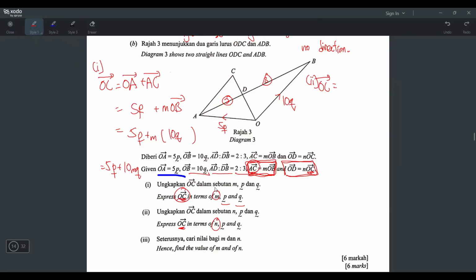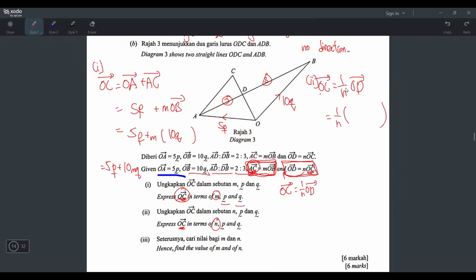Because I'm trying to find OC, but this one is AC. That's why I do OA plus AC. But this one, OC is the same. So why not you just move the N to the other side? Then it will become 1 over N. And then OD. It means OC is actually 1 over N OD. So now, you just substitute the OD inside here, then you continue, then your answer automatically has N already.